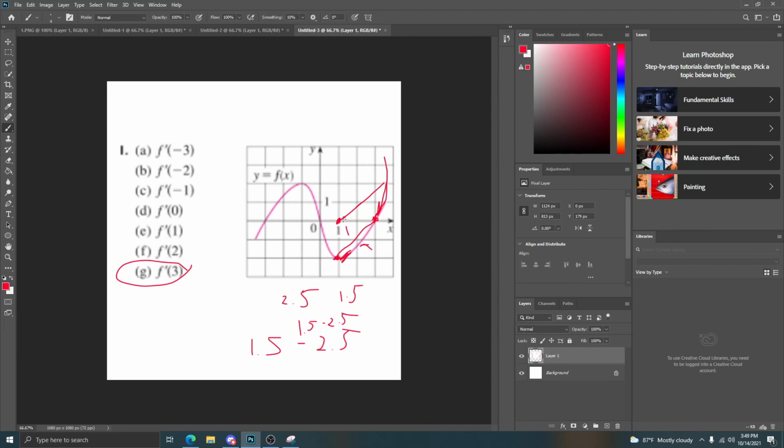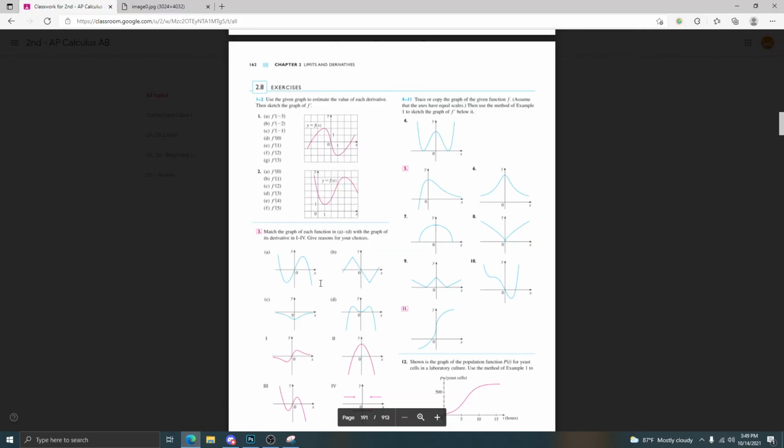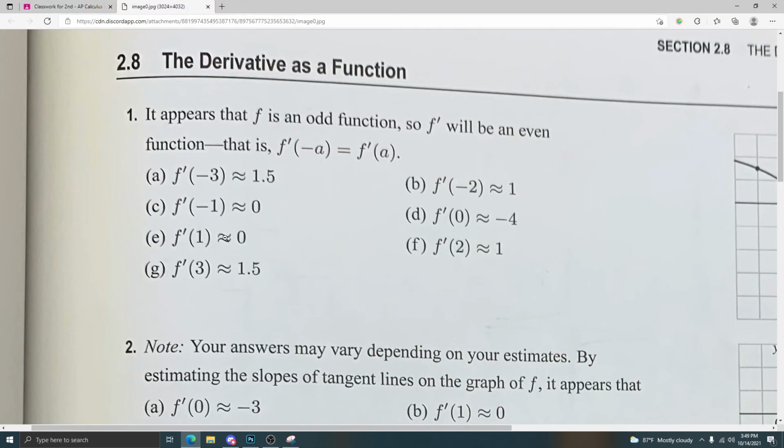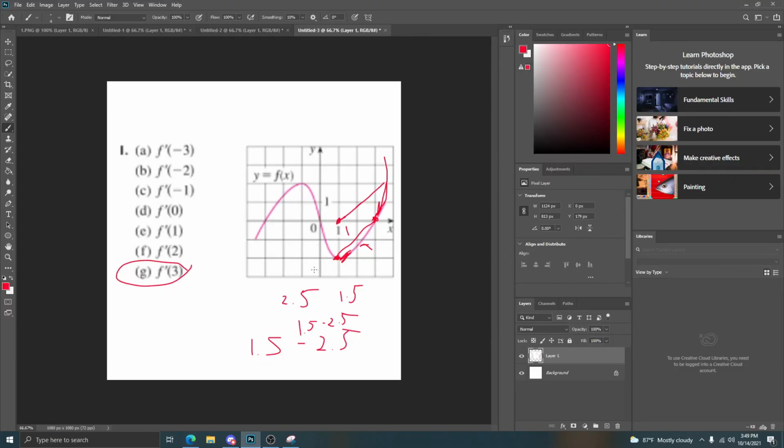Like right here at 1, the slope at 1 is 0. We know that, right? Let me make sure that's true. Yeah, the slope at 1 is 0 because it's a hill, it's a bump. So we know at the bumps it's going to be 0. And this asks about -1, yeah, right here is also 0. Those are kind of guaranteed answers that we need to know.